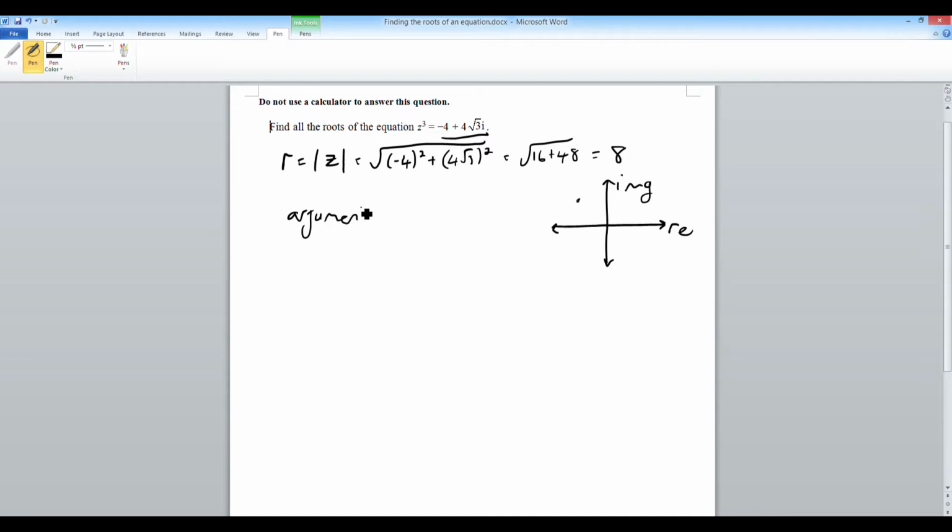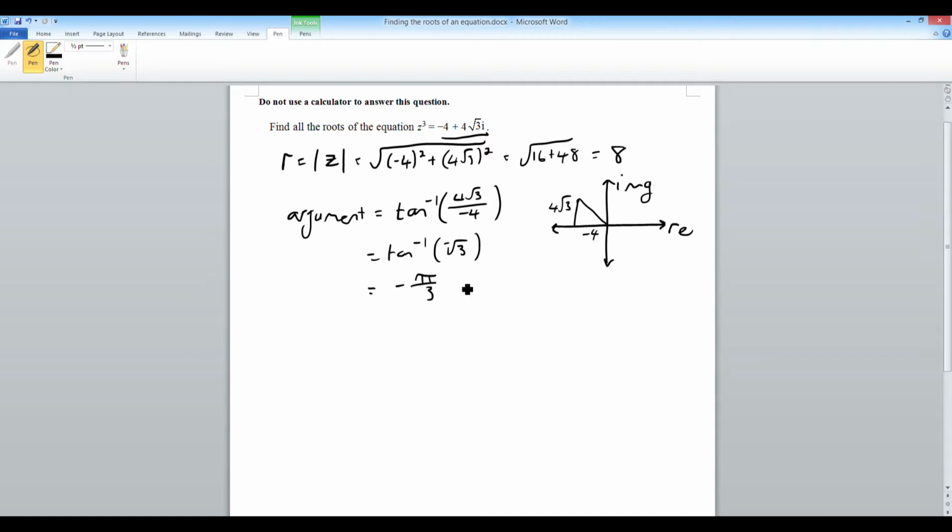If I want to calculate the argument, I can write it like this: minus 4, and this will be 4 root 3. So I can say that this is going to be tangent, or I can just immediately write the inverse of tangent of 4 root 3 over negative 4. This will simplify to the inverse of tangent of negative root 3, and we can see here that this is going to be negative pi over 3.